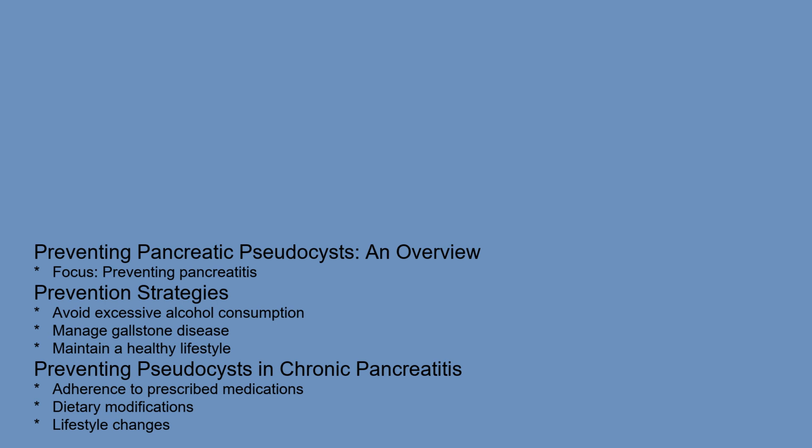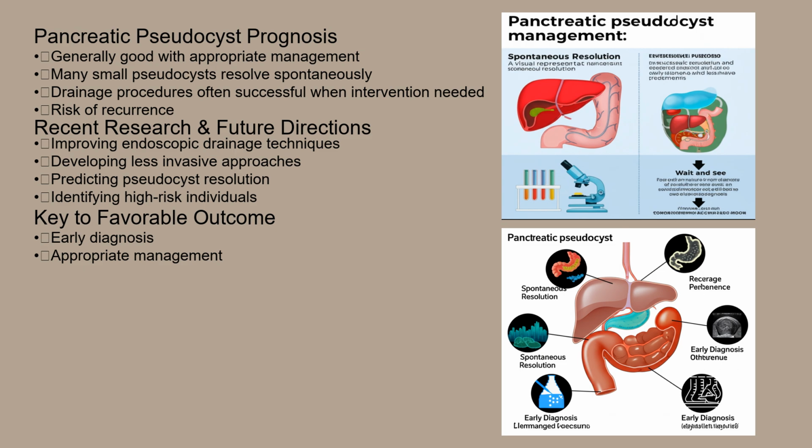Preventing pancreatic pseudocysts primarily focuses on preventing pancreatitis itself. This includes avoiding excessive alcohol consumption, managing gallstone disease, and maintaining a healthy lifestyle. For individuals with chronic pancreatitis, adherence to prescribed medications, dietary modifications, and lifestyle changes can help minimize the risk of pseudocyst formation. The prognosis for pancreatic pseudocysts is generally good, especially with appropriate management.